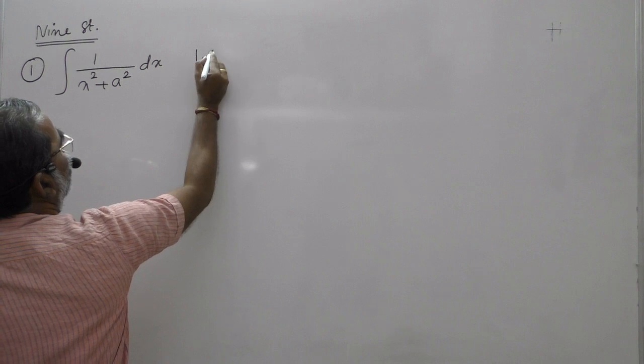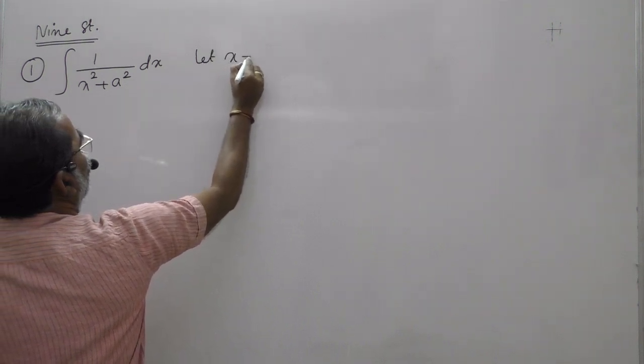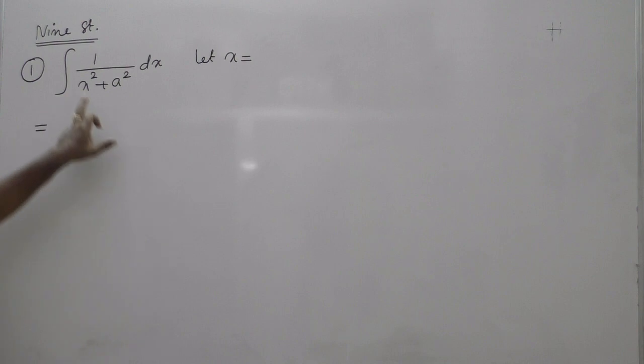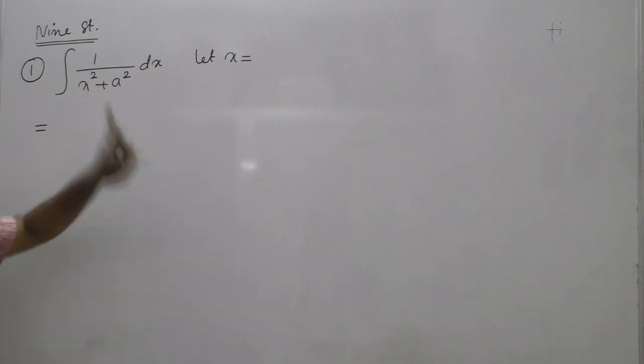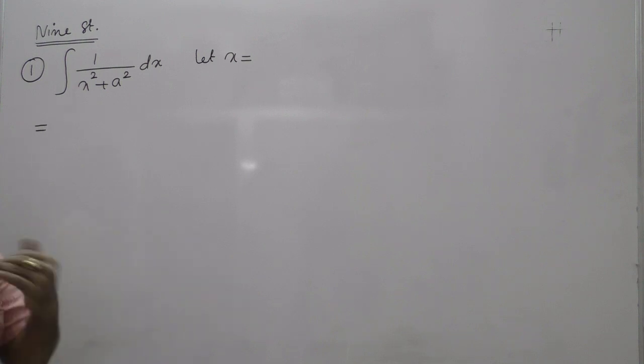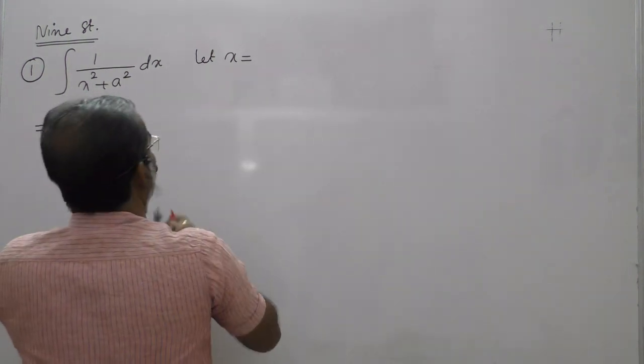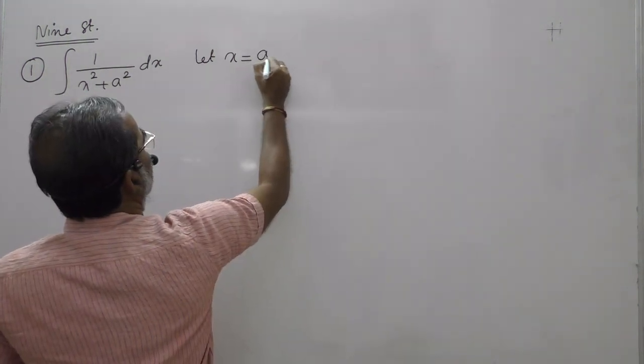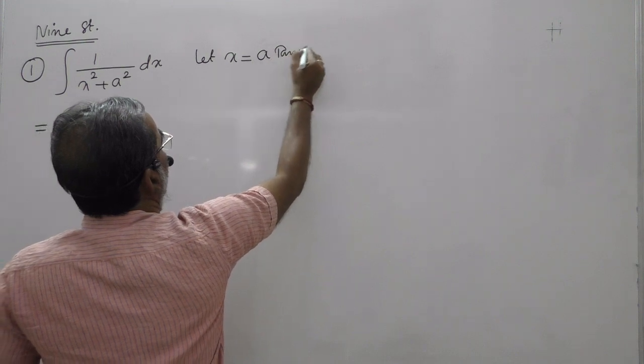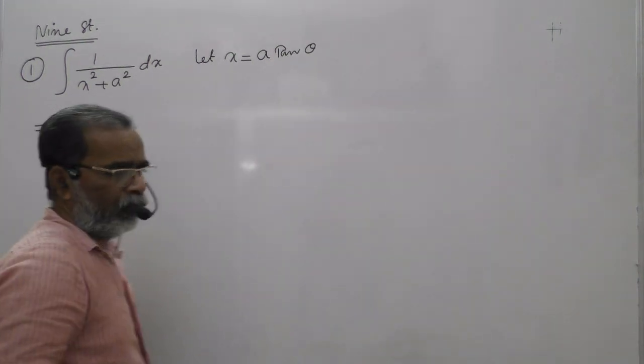Using the substitution method. If the expression is x square plus something, then you should take the substitution tan theta. If it is minus, a square minus x square, then you should take sin theta or cos theta. If plus is there, tan theta or cot theta. So here x square plus a square is there. Therefore I take the substitution x equal to a tan theta.